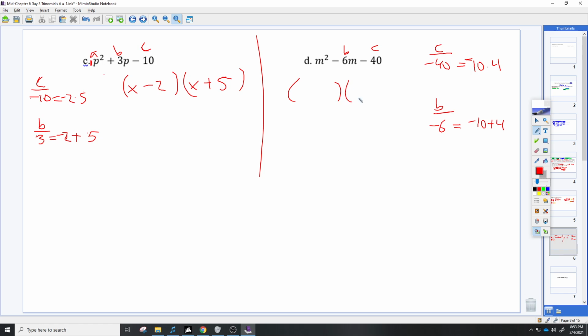Now we have m's here, so just be careful. m, -10, +4. There it is. It's factored.